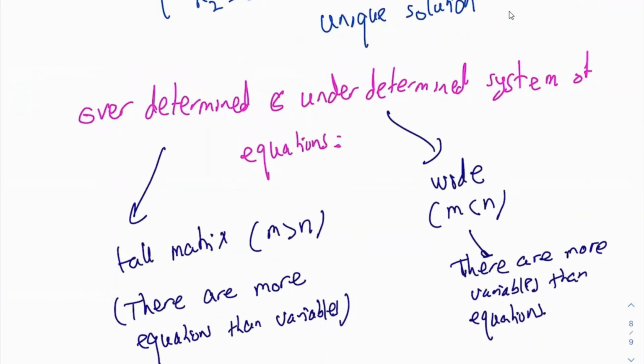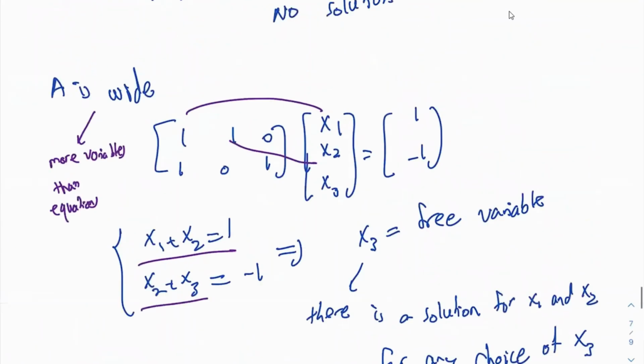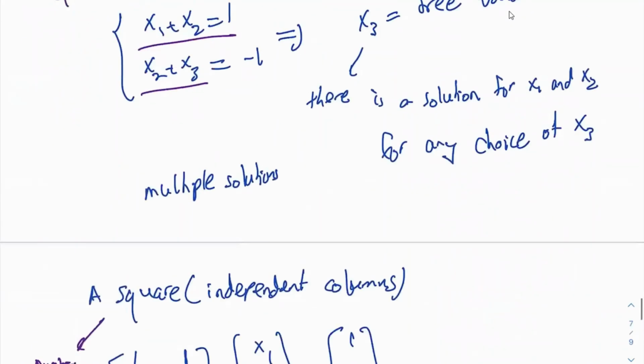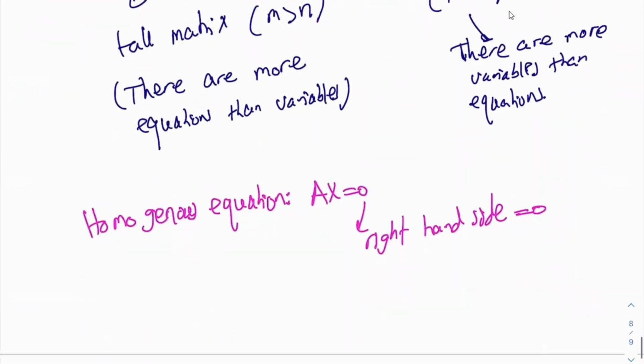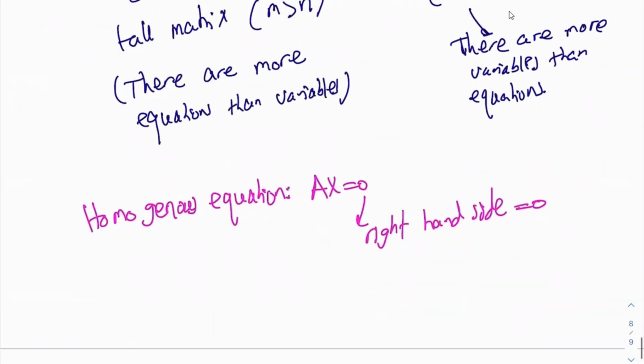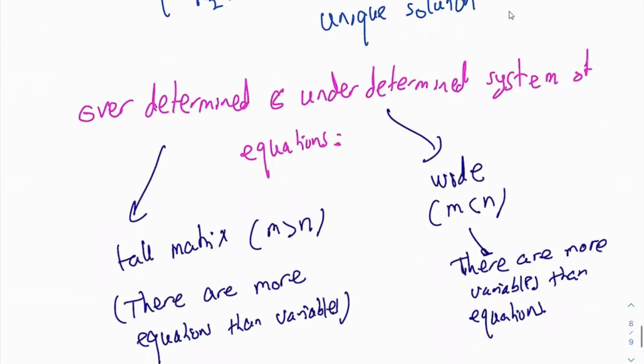Now this is the definition of what I just talked about: overdetermined is a tall matrix, where the number of equations is more than the number of variables. Underdetermined means m is less than n. The number of rows is less than the number of columns. So we have more variables than equations. Always remember this. Visualize this one: we have a free variable, so we can have infinitely many solutions. And then, of course, with a square matrix, we have the same number of variables as equations.